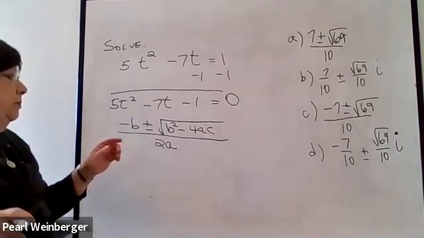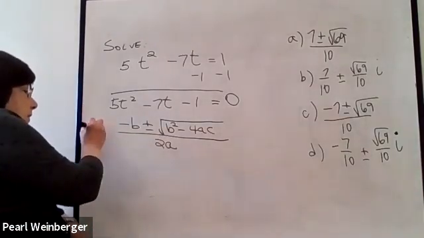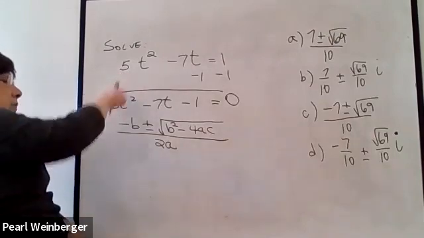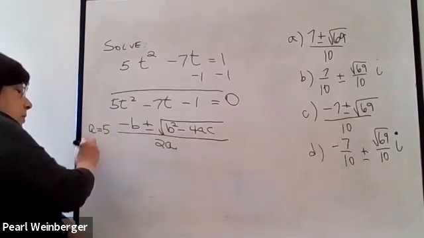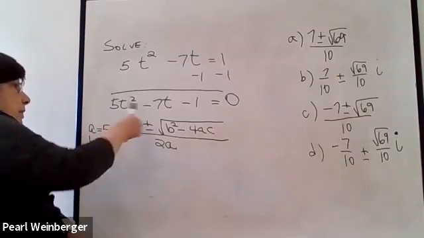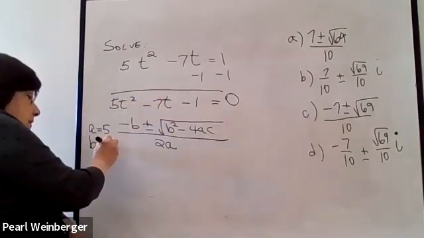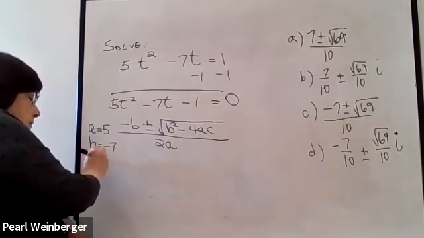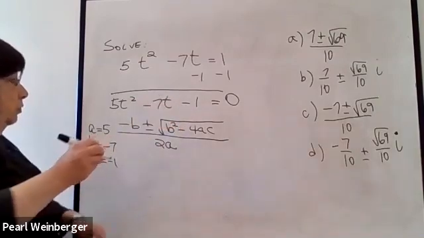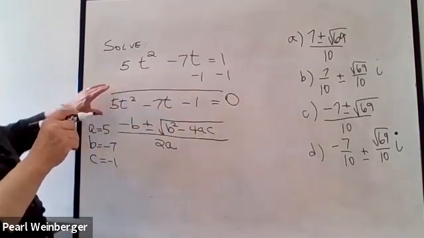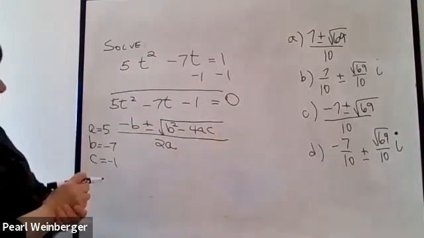Okay, so let's see what the A, the B, and the C are. The A is the number in front of the square term, so that's 5. The B is the number in front of the t term, which is negative 7. And the C is the standalone number, which is negative 1. Remember, that's why you have to get it equal to 0, so you can figure out what the A, the B, and the C are.